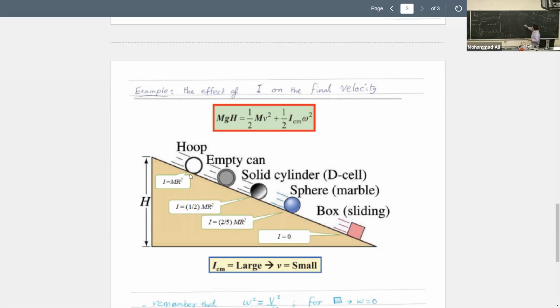We have a hoop, which is just like a ring. We have an empty can, which is a cylindrical shell. We have a solid cylinder, just like the example we saw. We have a sphere, we have a box. Which one of them has the most linear velocity if they start moving on this ramp from altitude h?